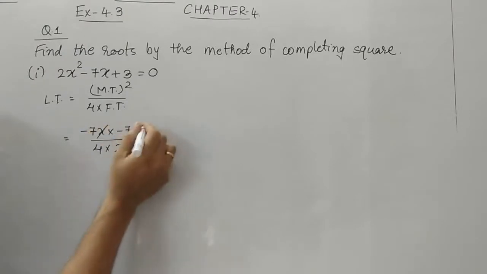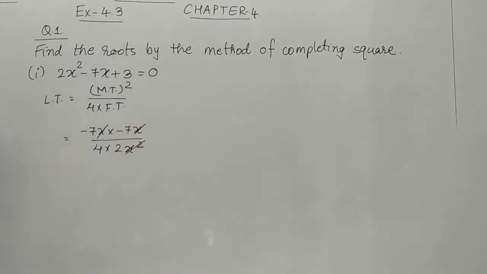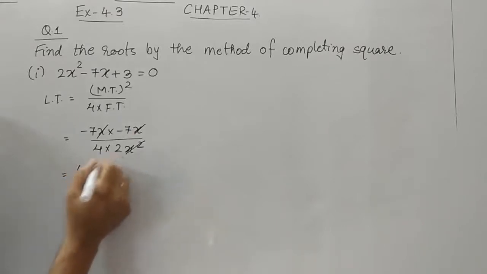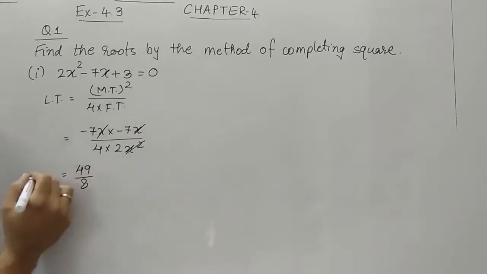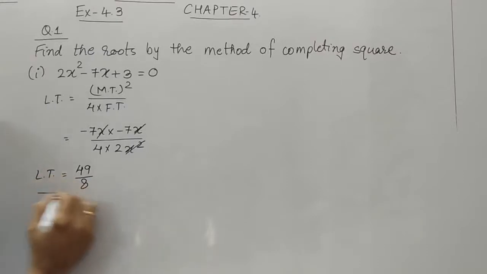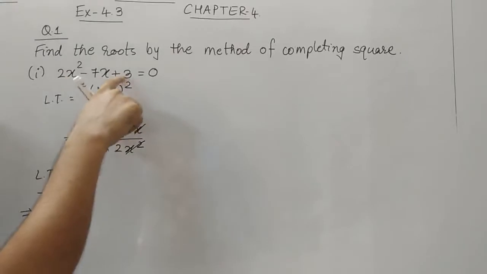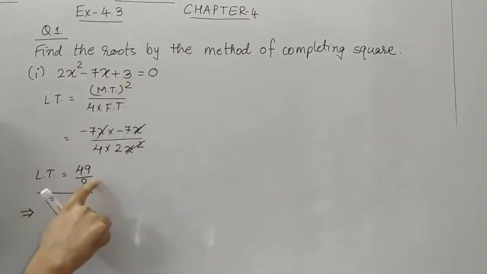We can see both the x will cut. Now nothing is possible to cut. So 7 sevens are 49 and 4 twos are 8. So what should be the last term? The last term should be 49 upon 8. Now remember how the method should be done here. To make this a perfect square trinomial, the last term should be 49 by 8.